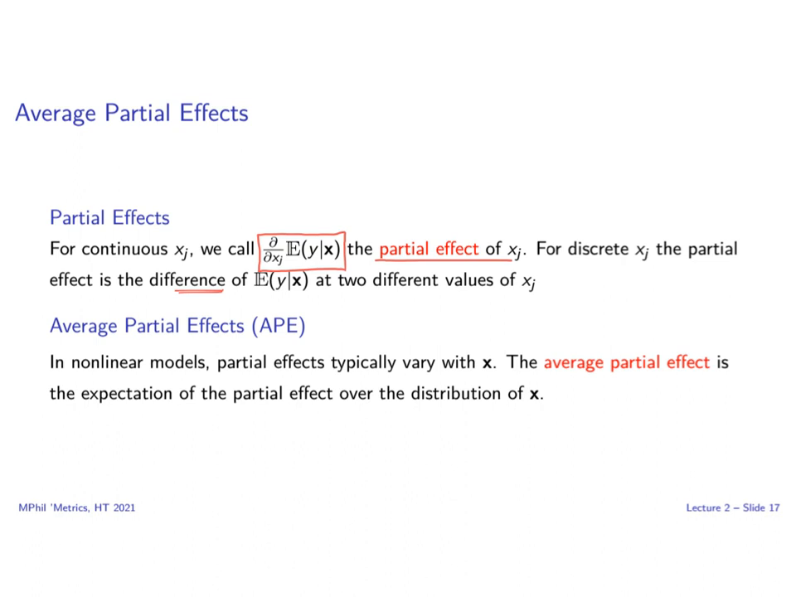In nonlinear models, unlike linear models, partial effects typically vary with x. The average partial effect is an attempt to give a single summary of all the partial effects by calculating the expected value of the partial effect over the distribution of x.